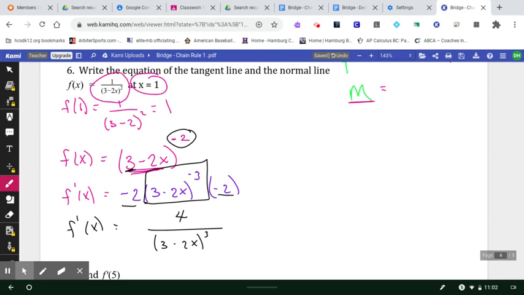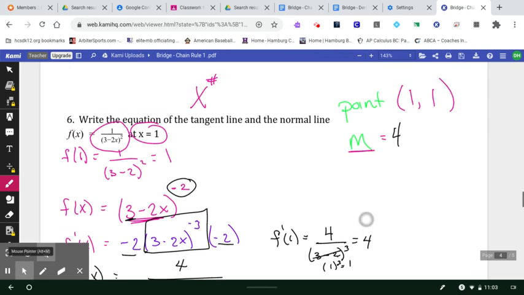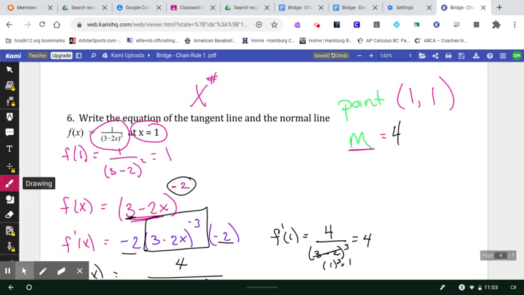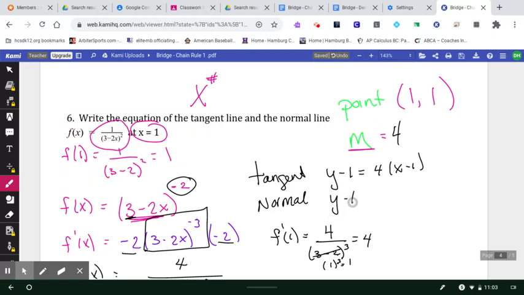So now I need the actual slope because the question was to write the equation of the tangent line at x equals 1. So now I need f prime of 1. So I have 4 over 3 minus 2 times 1 is 2 cubed. 3 minus 2 is 1. 1 cubed is 1. So I would say my slope is 4. So let me just put that tangent line together. My tangent line is y minus 1 equals 4 times x minus 1. And my normal line, remember, is just fancy for the word perpendicular, is y minus 1 equals -1/4 x minus 1, just opposite reciprocal. And we've answered that question.